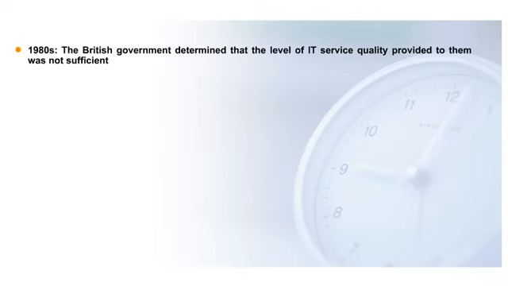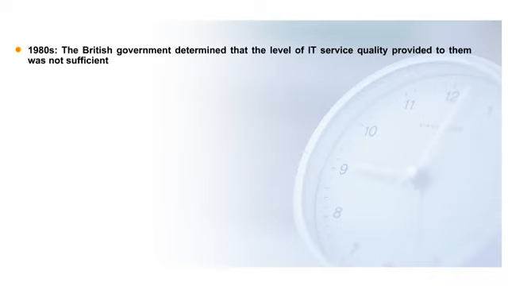ITIL History. In our last slide, we learned the concept of processes and functions. This slide explains the history of ITIL. It all started in the 1980s when the British government determined that the level of IT service quality provided to them was not sufficient. Thus they hired an organization to survey to find out the best practices of the IT service providers.